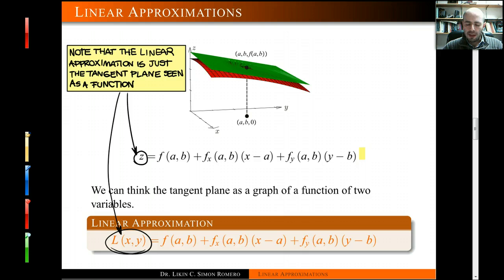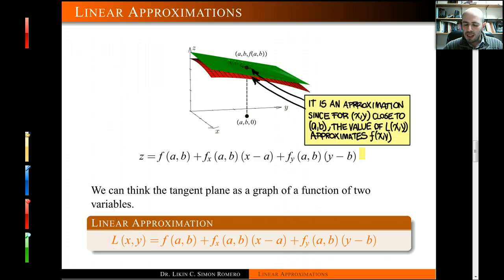So if we do that, we are going to say that if you take points that are close to (a, b), if your point (x, y) is close to (a, b), the value of the linear approximation is going to be close to the value of the function around (a, b). So let me give you an example.